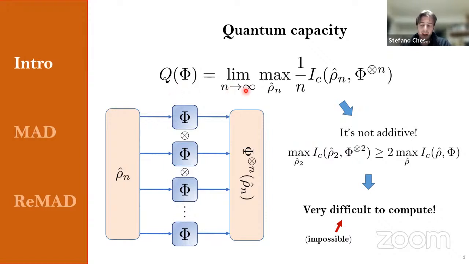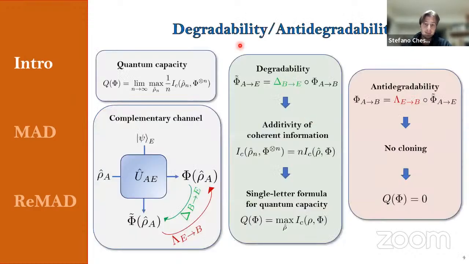The issue with this expression, as you probably know, is that the maximized coherent information is in general not additive. And so the actual computation of this expression for the quantum capacity is practically infeasible in general. But this is what makes the task of finding quantum capacities challenging and interesting. Luckily for us, there are properties that Felix already described, like degradability and anti-degradability, that simplify the task.